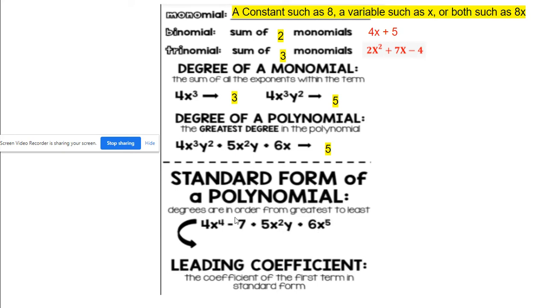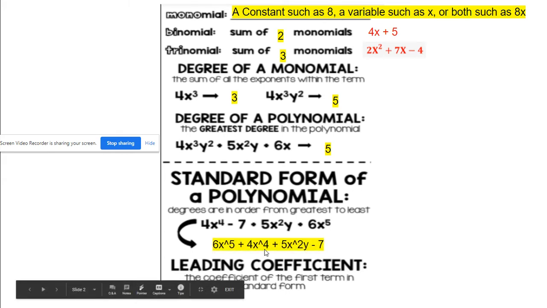If I'm looking at degrees, I have a degree of 4 here, I have a degree of 0 here, I have a degree of 2 plus the exponent 1 here, so 3, and 5. So my greatest is 6x to the 5th, followed by 4x to the 4th, followed by 5x to the 2nd y, minus 7. So my exponents, or my degrees, go from the largest, which is 5, and they go down 4, then here I have 3, and then 0.